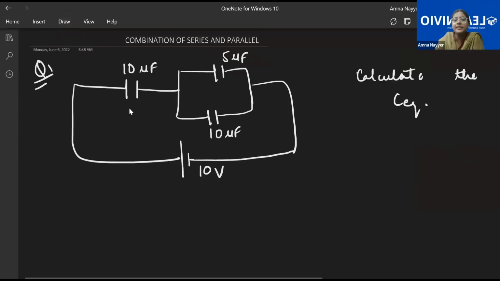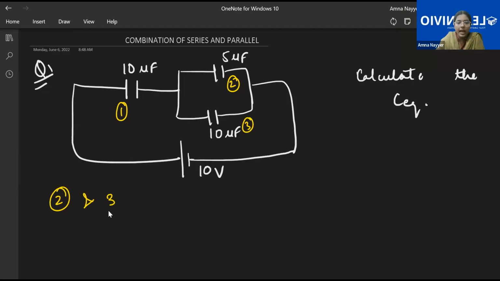Okay. See, this is a capacitor connected with two other capacitors. Now, these two are connected in parallel and their resultant is connected in series with this, right? So first we'll reduce these two. Let me name them: this is 1, this is 2, this is 3. So we know that 2 and 3 are in parallel combination.